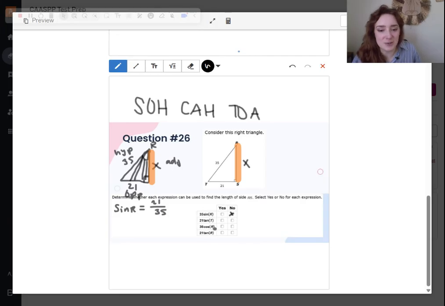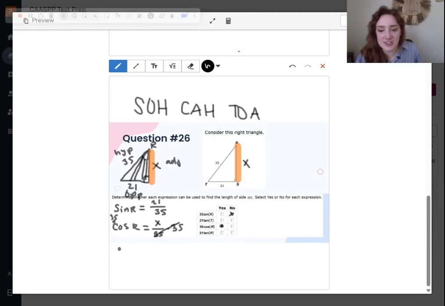All right, let's look at the next one, looking at R again. Cosine is adjacent over hypotenuse. Let's write that out. The cosine of R is equal to the adjacent, X, over the hypotenuse, 35. If we're getting X by itself, we would multiply both sides by 35. And that's how they got 35 cosine of R. So this one, yes, yay! We will be able to find what X equals by using that.